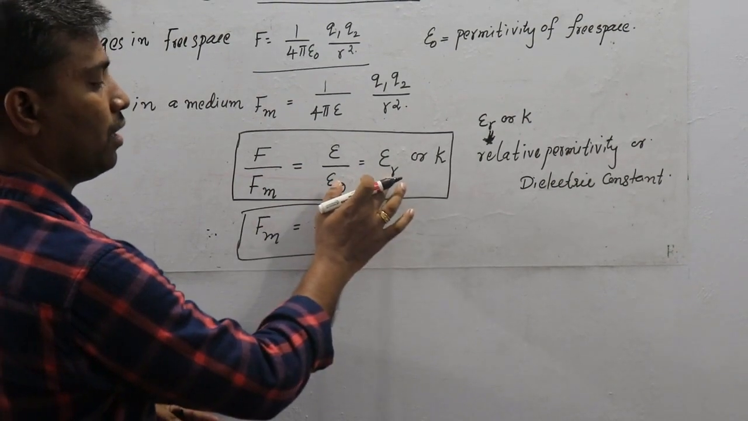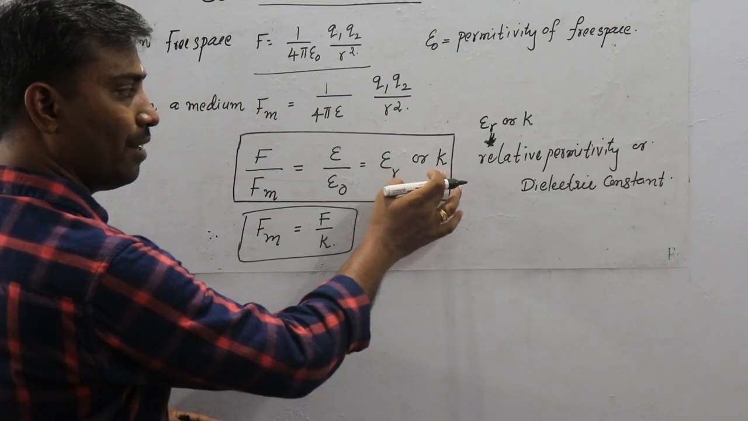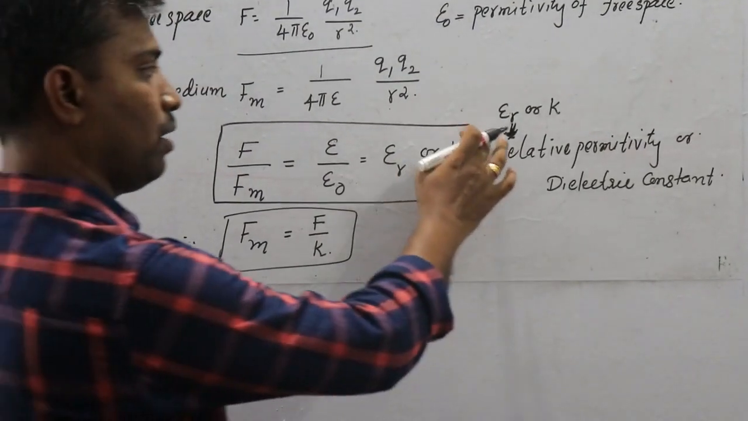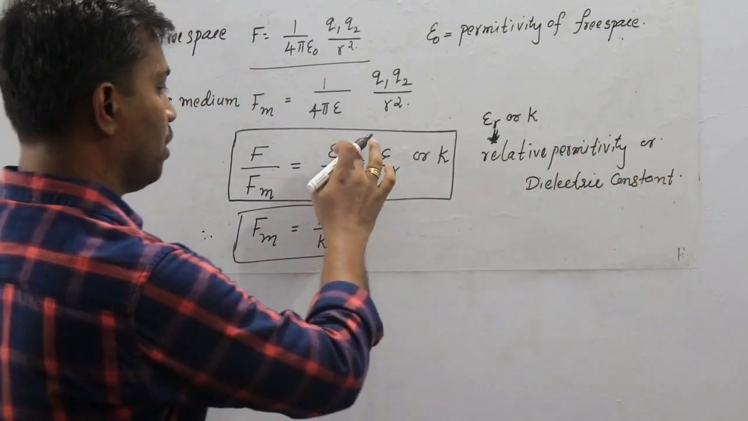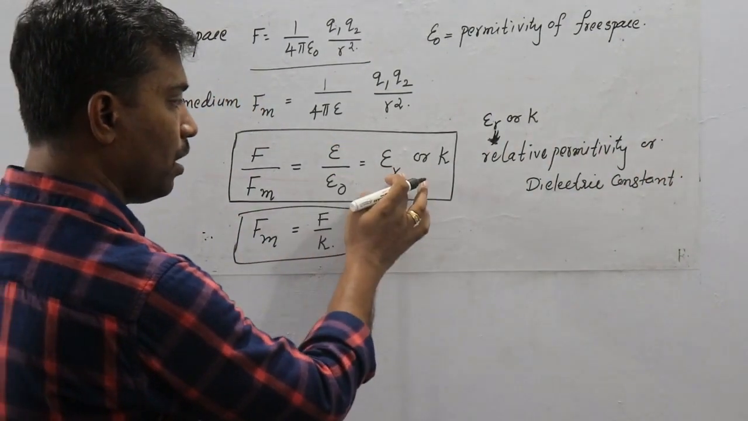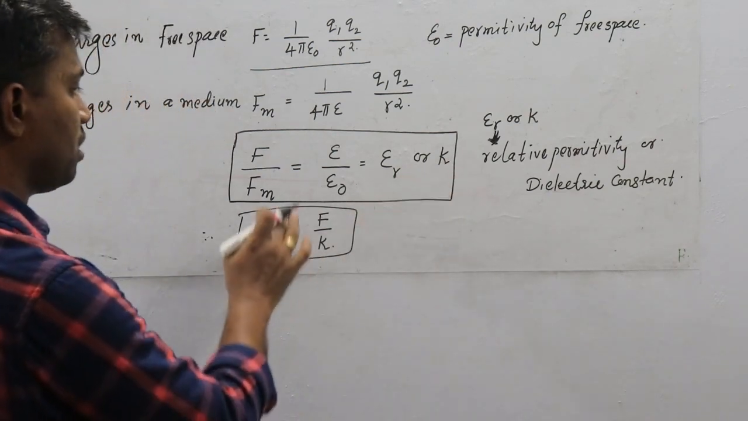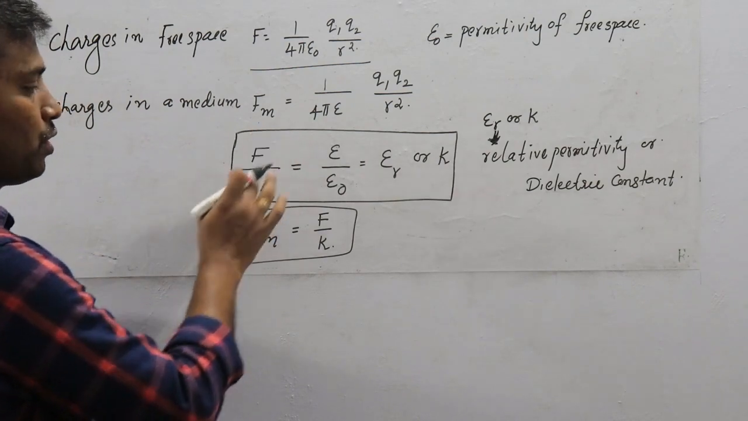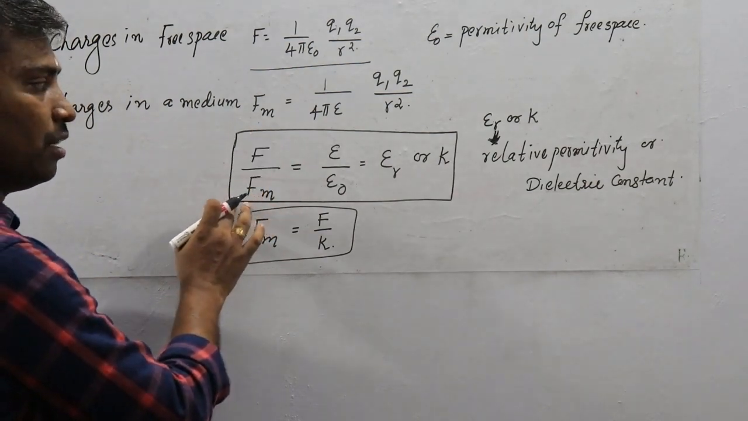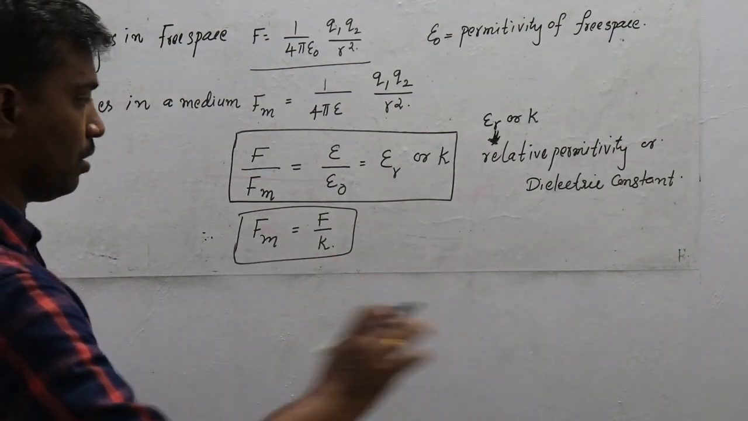So that is given by epsilon R, which we can also call K. Epsilon R or K is called relative permittivity. Epsilon by epsilon 0 is called relative permittivity, or otherwise the ratio of the force of interaction between charges in free space to the force of interaction between charges in a medium is called relative permittivity or dielectric constant.